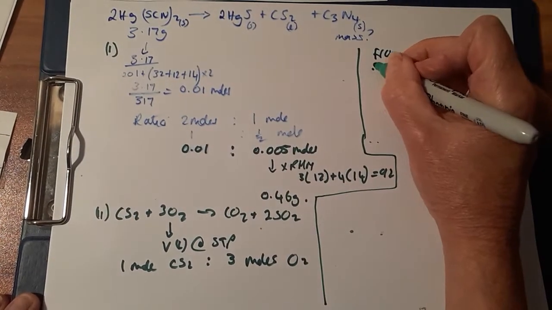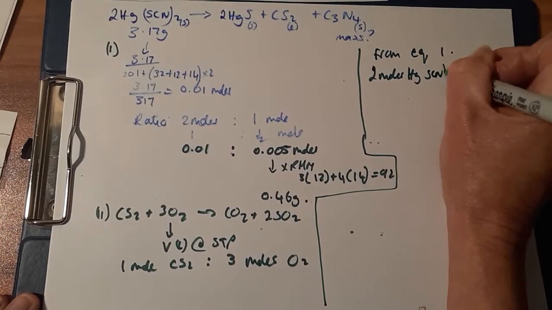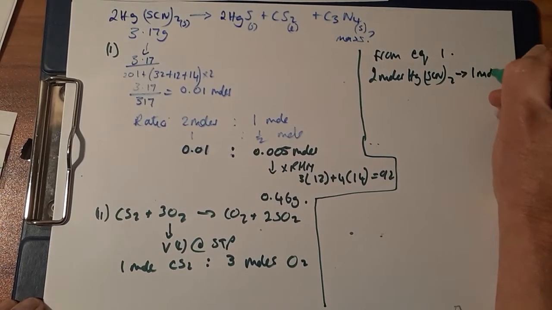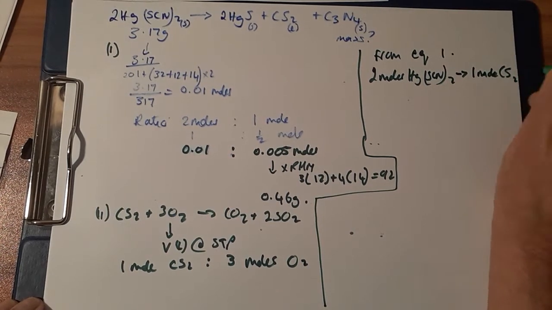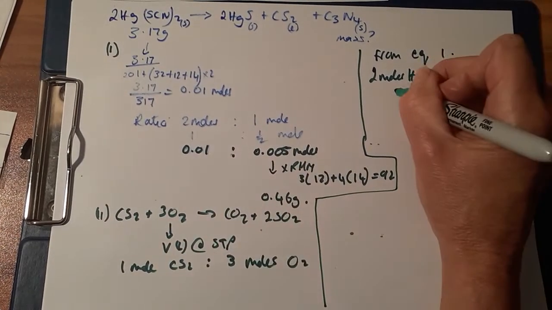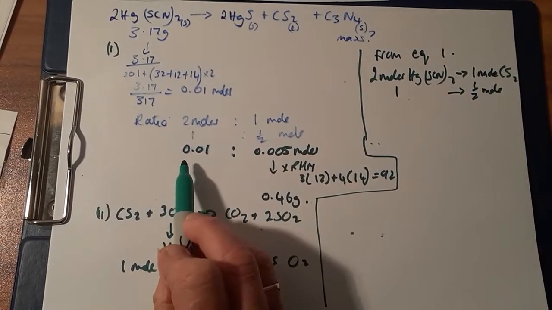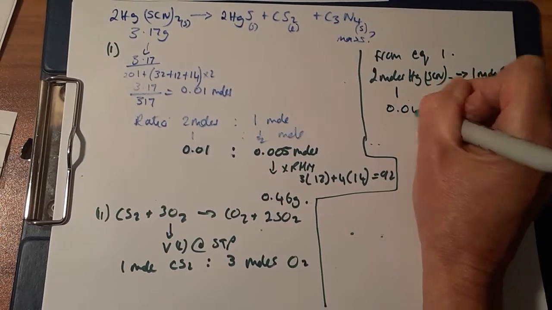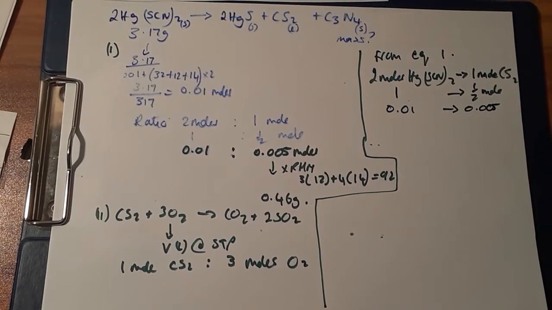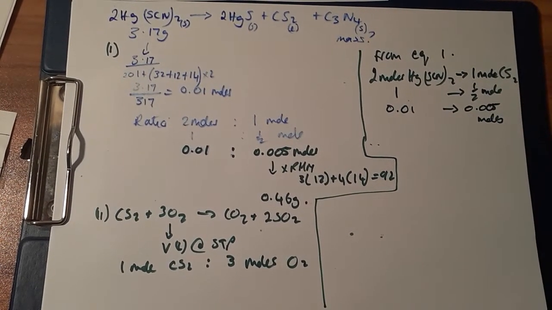2 moles of Hg(SCN)2 will give you 1 mole of CS2. So it's a 2 to 1 ratio. I know how many moles of this I have. Now I have 0.01 mole, so 0.01 mole will give me 0.005 moles of that. So I have 0.005 moles of CS2.